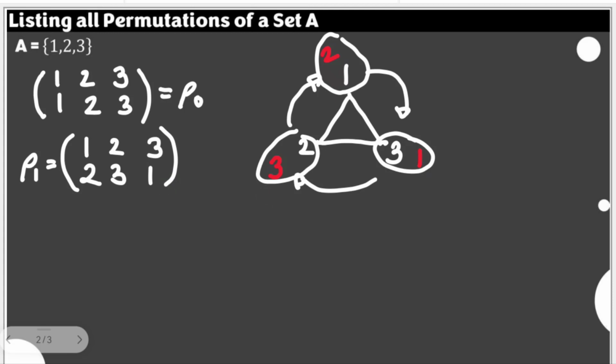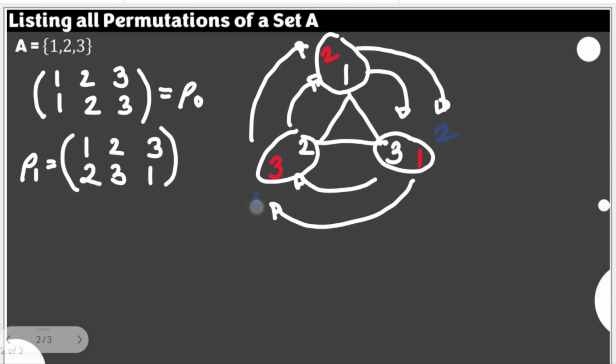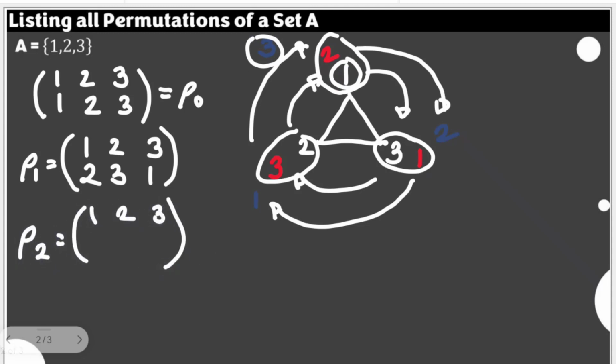The third permutation you could do is, after rotating, you rotate it one more time. Therefore, you will have your 2 here, your 1 is now here, and your 3 is here. This would be your rho 2. You have 1, 2, 3. So 1 is now mapped to 3, 2 is now mapped to 1, and your 3 is now mapped to 2.